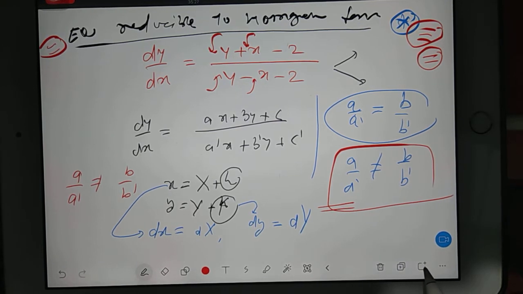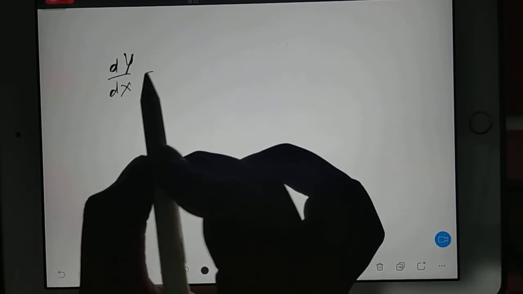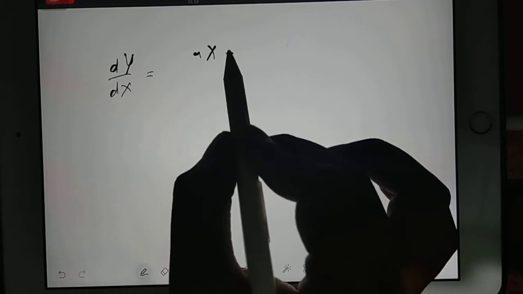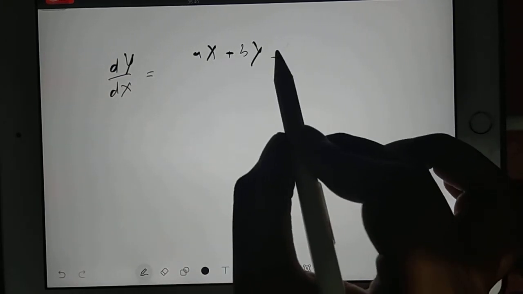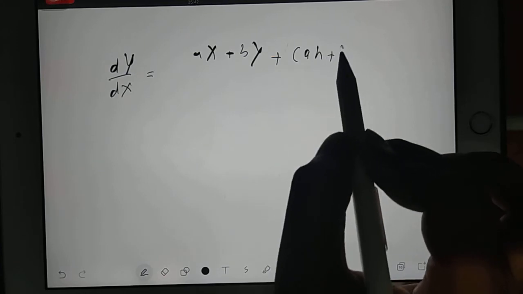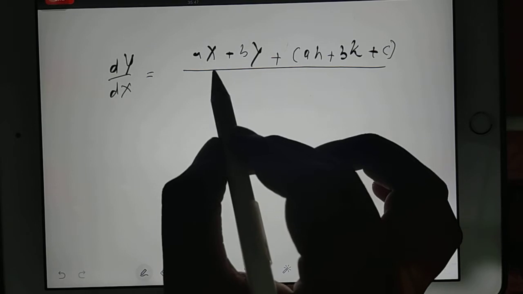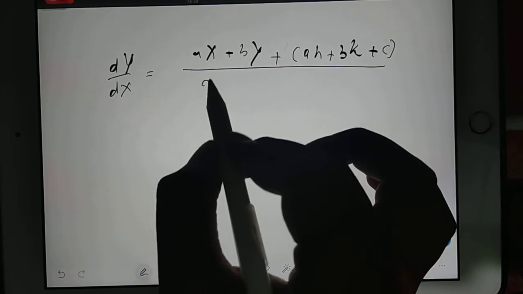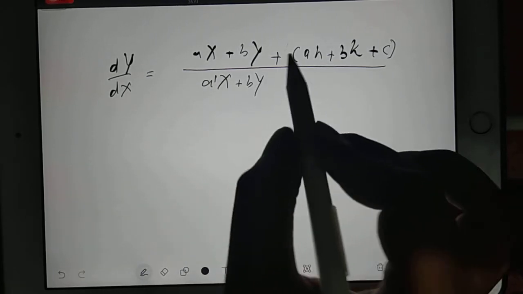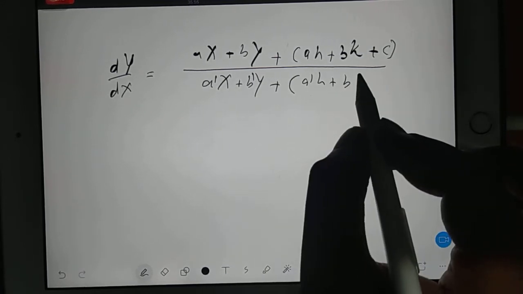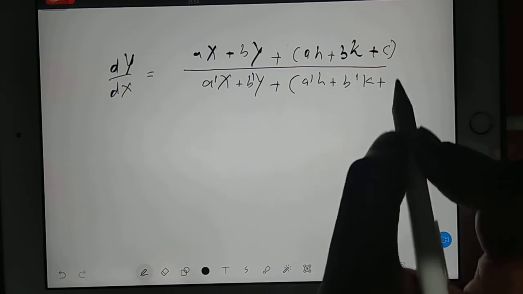Your total bigger equation will look like something else. I will change the page. Your total bigger equation will look like d capital Y by d capital X is equal to, replacing the values, (a capital X plus b capital Y plus ah plus bk plus c) whole divided by (a dash capital X plus b dash capital Y plus a dash h plus b dash k plus c dash).